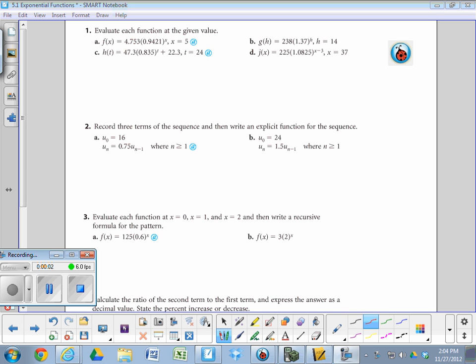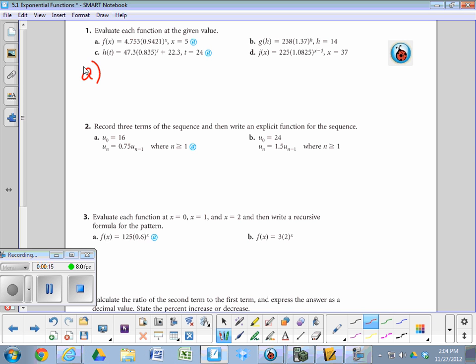Classroom example number 1 from section 5.1. This is just plug in the number that they give you and give the answer. All right, so let's do that. Let's have someone do A. Plug in 5. What do you get when you plug in 5?